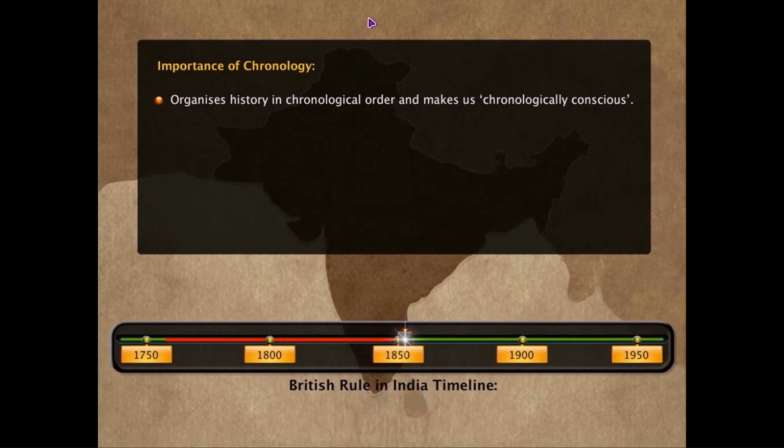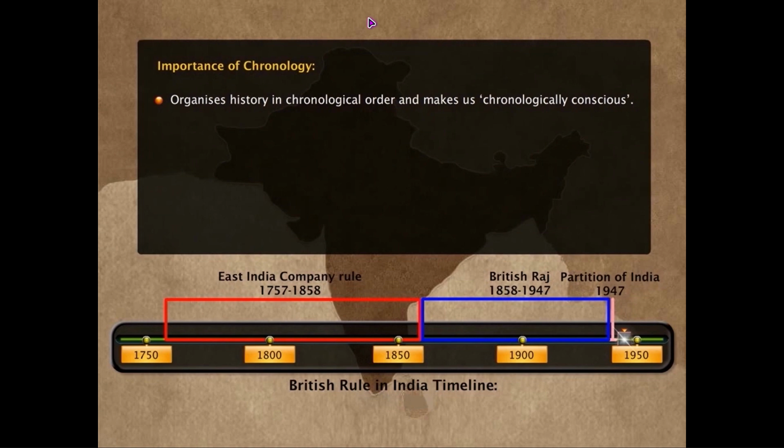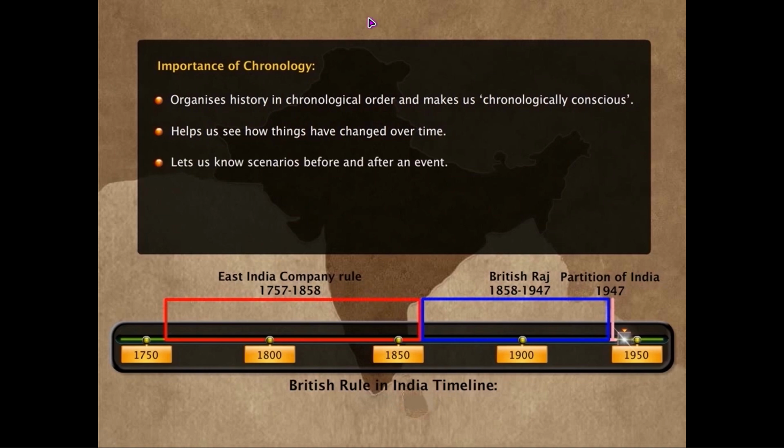Once history is organized in chronological order, it helps us understand and appreciate the historical relationships of years to events and personalities, thus making us chronologically conscious. Chronologies allow us to see how things have changed over time, or to understand scenarios before and after an event. Events in history can be analyzed now from multiple perspectives, that is, their location, duration, and the extent of an event.